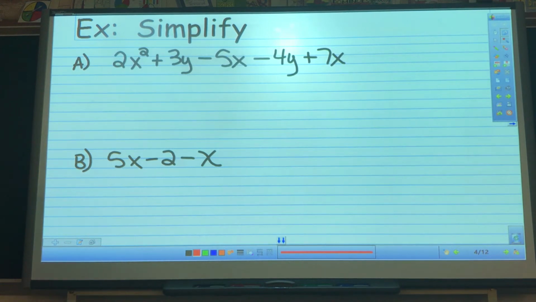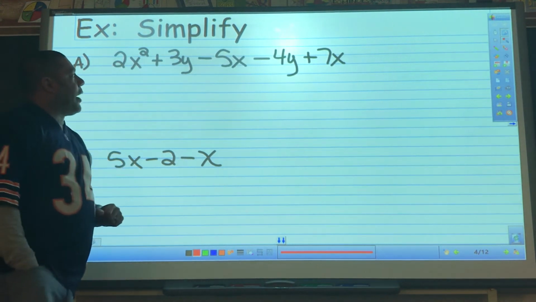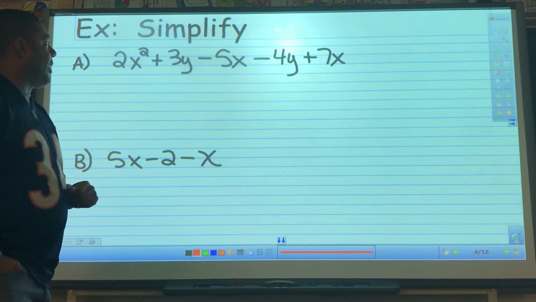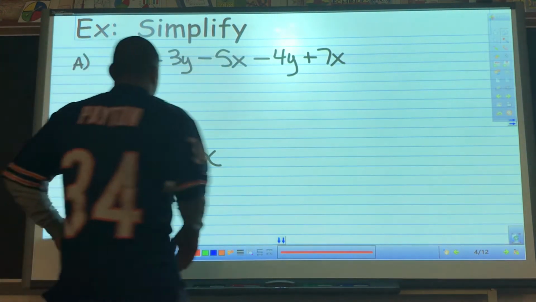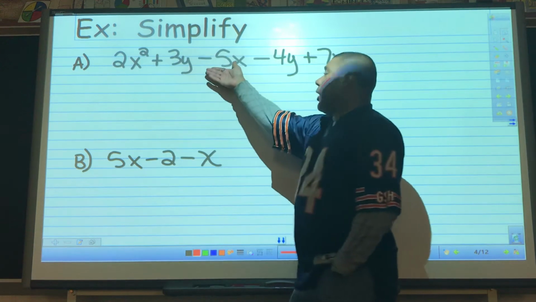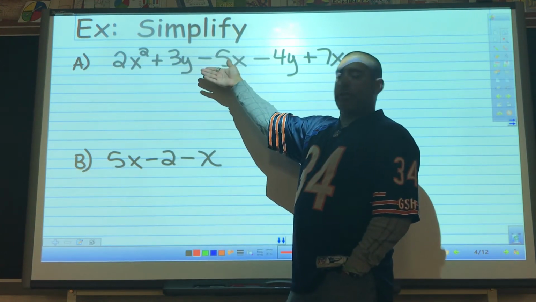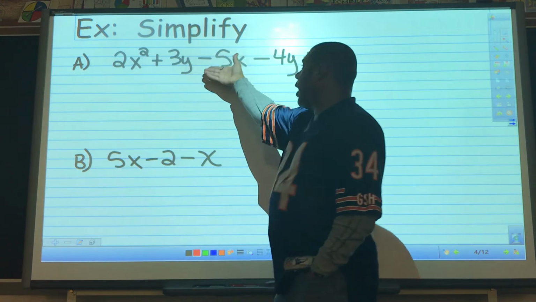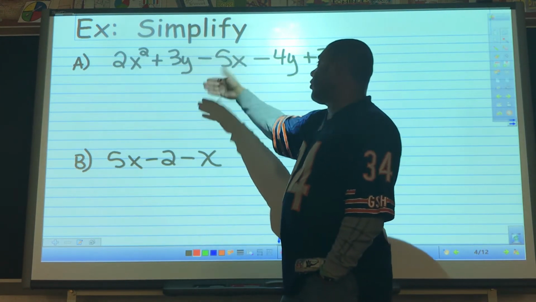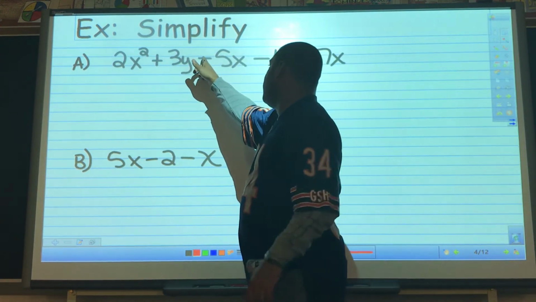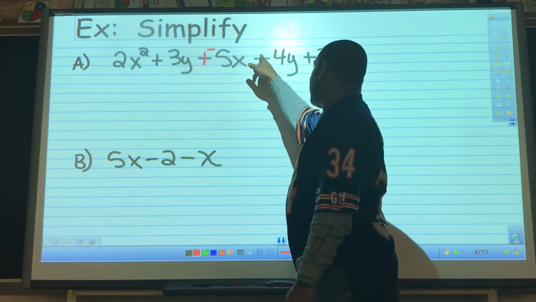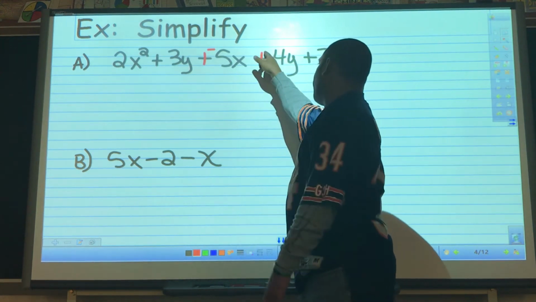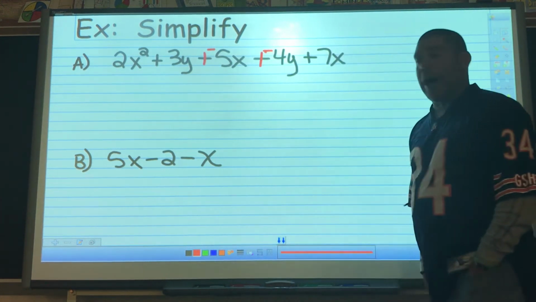So I start off. Got 2x squared plus 3y minus 5x minus 4y plus 7x. Now it's important when we do this that we're seeing our numbers for what they're supposed to be. For instance, this is actually a negative 5x. What will help, if that's not something that makes sense to you, is every time I see subtraction, I want to add the opposite. Subtraction plus a negative 4y. It'll make it a little bit more obvious for us.